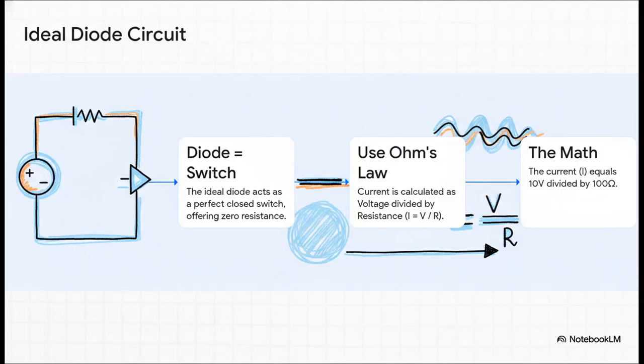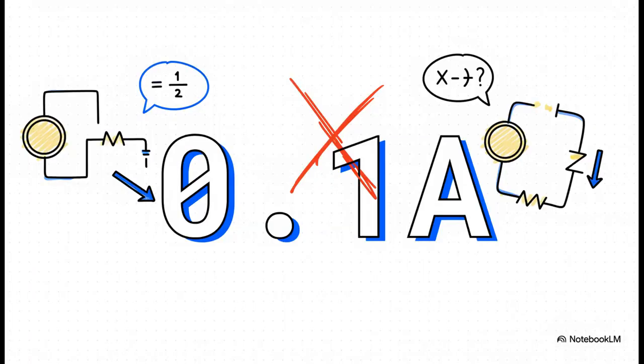Okay, let's put this perfect switch idea to the test with a basic circuit. Imagine we've got a 10-volt source, a 100-ohm resistor, and our ideal diode. Now, since the voltage is going in the right direction, our diode just flips on, right? It becomes a closed switch. Basically, it disappears and acts like a piece of wire. And that makes the math super easy. We just pull out our old friend Ohm's law. And boom, there's our answer. In this perfect, ideal little world, we get a nice, clean 0.1 amps of current. So simple.